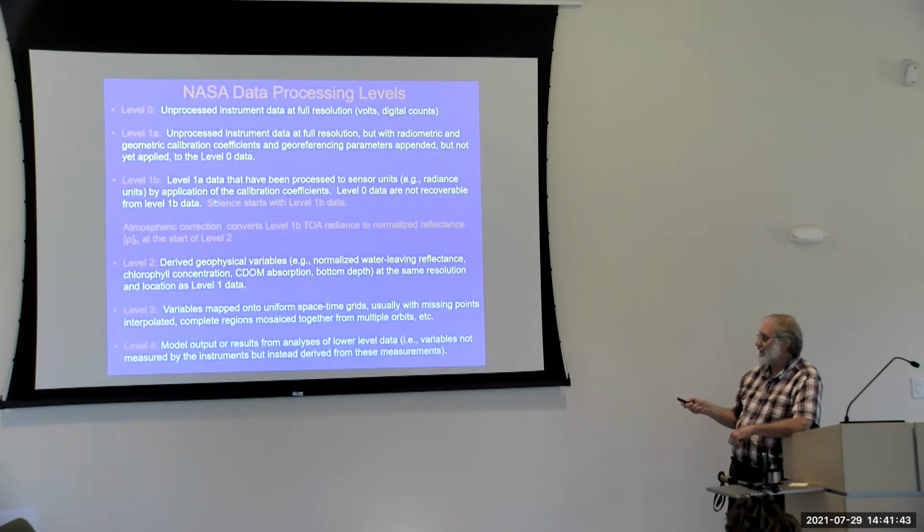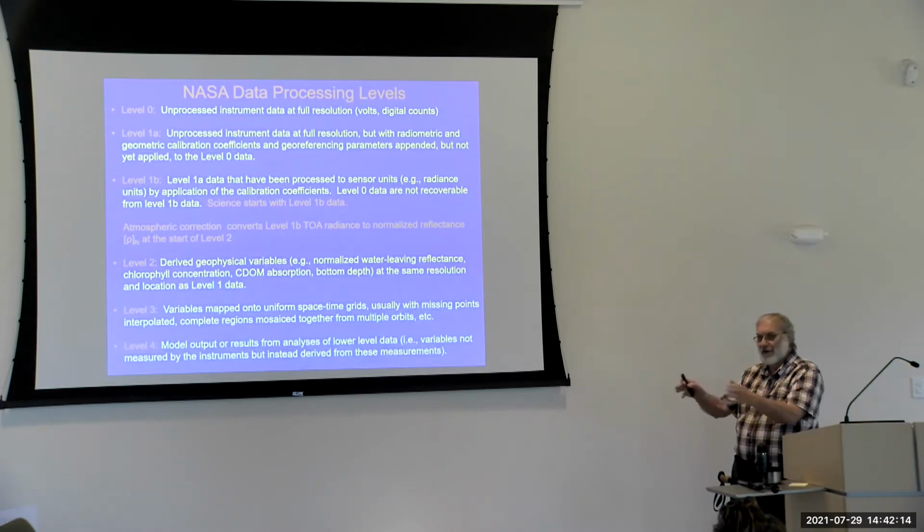Then atmospheric correction takes the level 1B data at the top of the atmosphere and gets you down to the sea surface. So then you end up with either something like the normalized water leaving radiance or reflectance at the sea surface, or products that are derived from that, such as chlorophyll and CDOM concentration, bottom depth, or whatever it is. But that's at the same spatial resolution as the level 1 data. So it could be meter scale, or it could be kilometer scale, whatever.